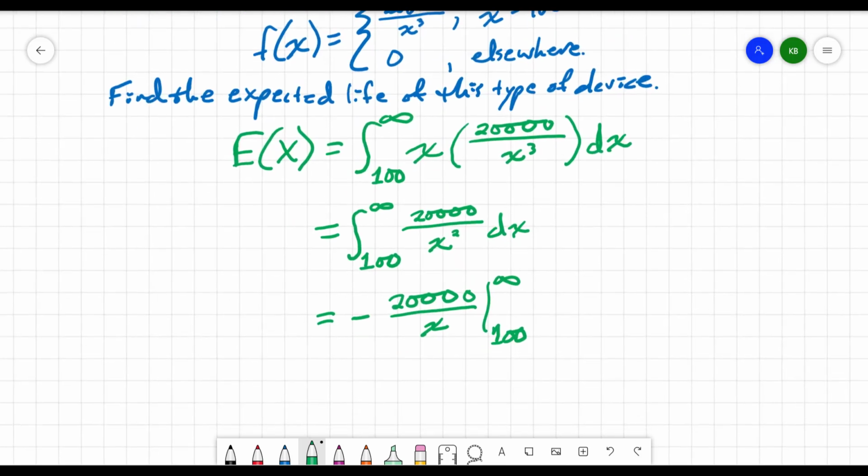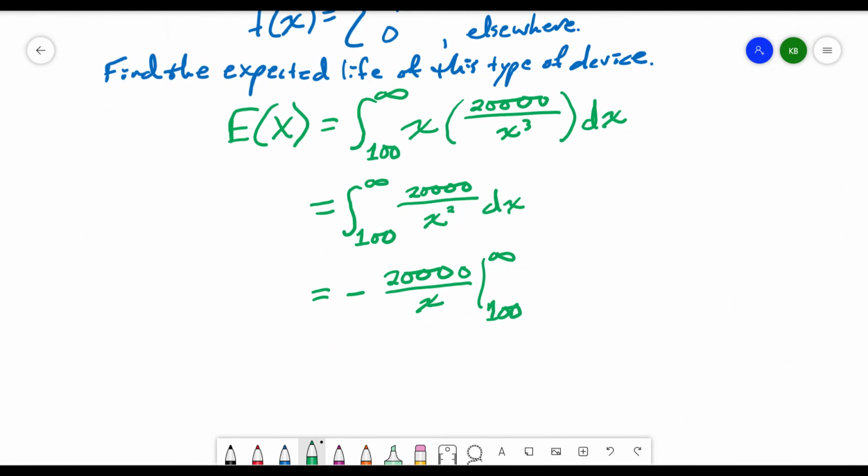Now, calculus-wise, some people are cringing right now, hopefully. But notice if we plug infinity into this, as we move towards infinity, the limit of this value is 0. And so this is going to be 0 minus a negative 20,000 over 100, which equals 200. So our expected value is going to be 200 hours.